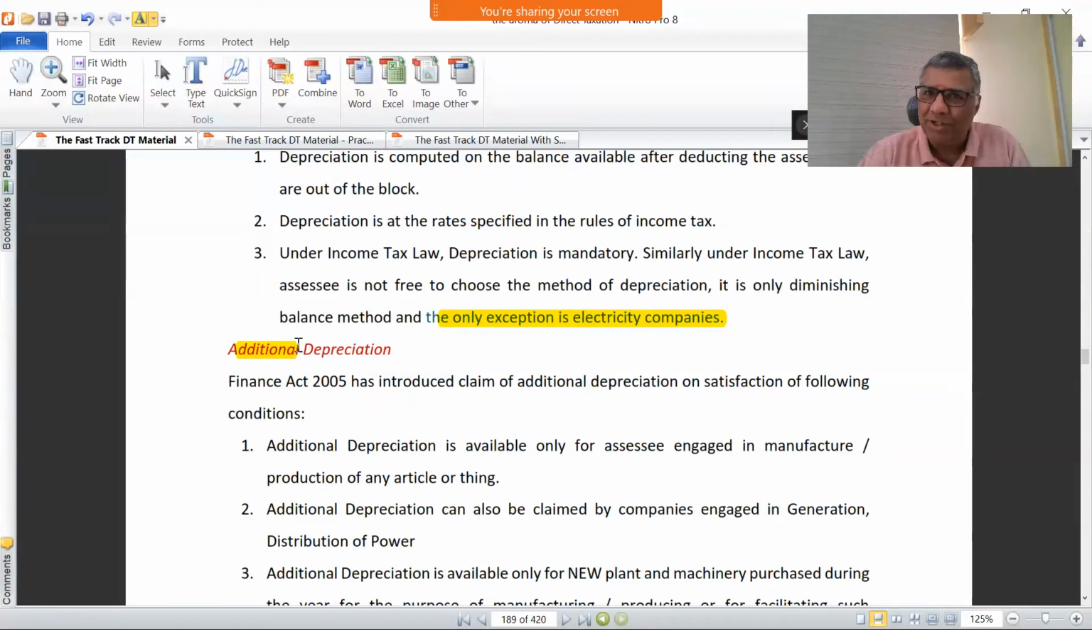It is not for the opening balance. It is not for the sold asset. It is only for the addition. Why am I giving it? I told you, because the normal rate is less for a manufacturing entity, and it will also be for generation and distribution of power.